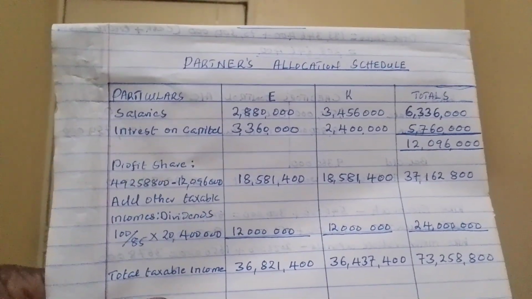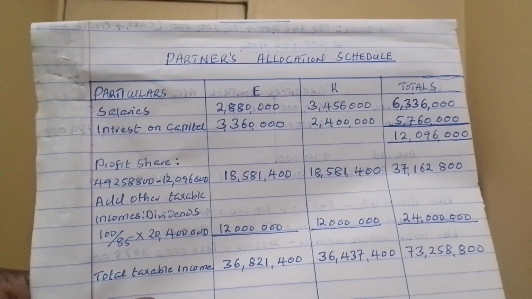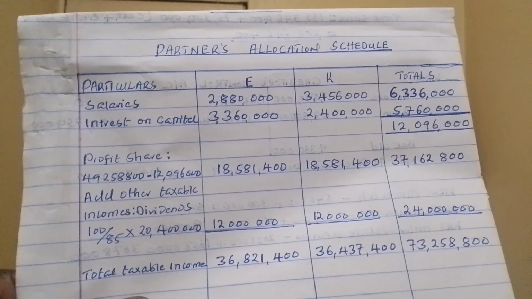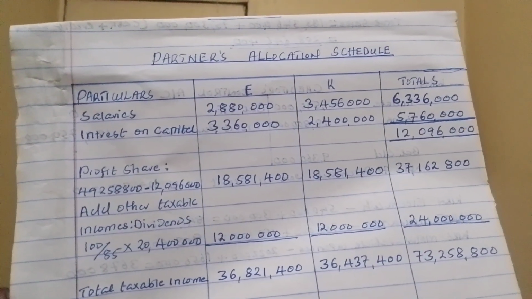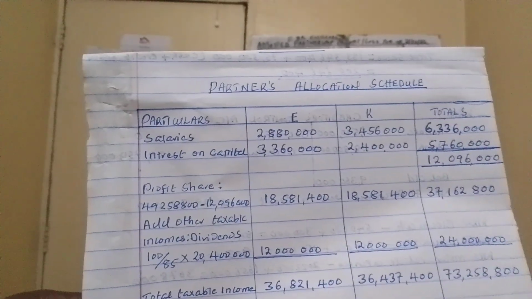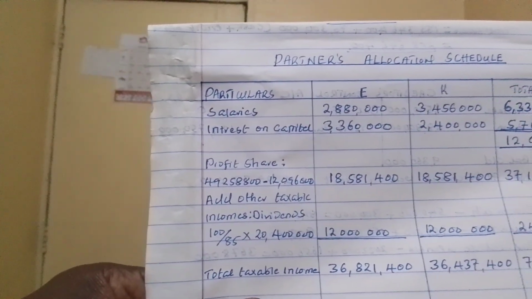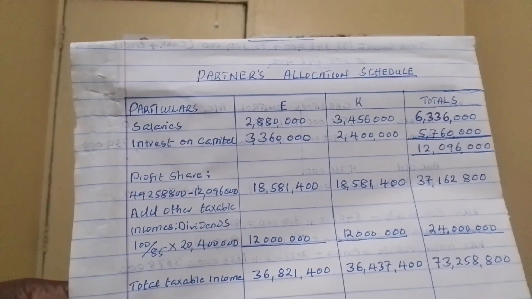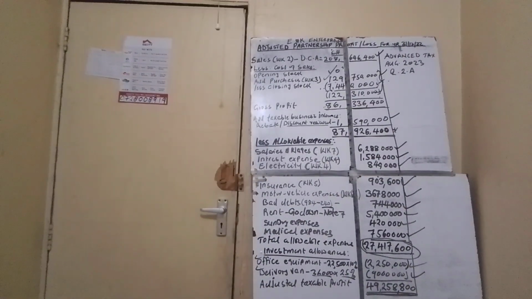So, salaries, we have shown the salaries to E and K. We had been told somewhere from the start of the question how much they were receiving. Salaries, you can see E, 2,880,000, and the other partner is 3,456,000. Then the totals. That's the first thing. Those salaries are not very far from my workings.